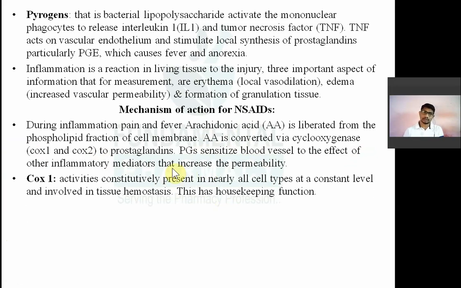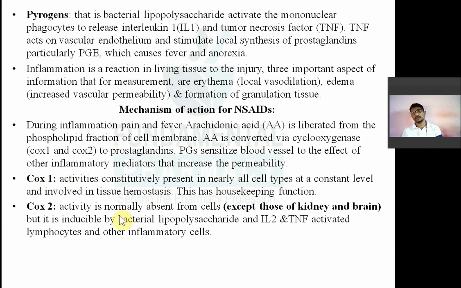Now you have three kinds of enzymes that are involved in the conversion of arachidonic acid into prostaglandin. The first one is known as COX-1, cyclooxygenase 1. COX-1 is present in nearly all kinds of cells and tissues, and it is a constitutive enzyme. This enzyme is involved in tissue homeostasis. If there is damage to tissue, the repair is done by COX-1. And remember, COX-1 has a housekeeping function.